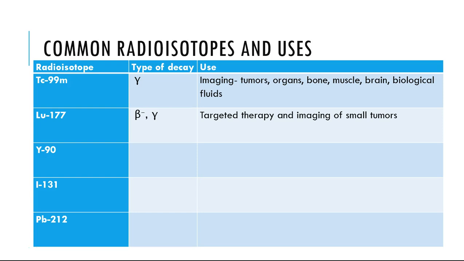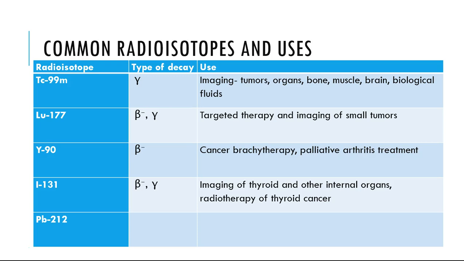Lutetium-177 undergoes beta and gamma decay. It's used for targeted therapy and imaging of small tumors. Yttrium-90 undergoes beta decay. It's used for cancer, brachytherapy, and palliative arthritis treatment. If you don't know what palliative means, it means that it relieves the symptoms but doesn't necessarily treat the underlying condition. Iodine-131 undergoes beta and gamma decay, and it's used for imaging the thyroid and other internal organs and for radiotherapy in thyroid cancer. And lead-212 undergoes alpha and beta decay, and it's used for targeted alpha therapy in cancer patients.